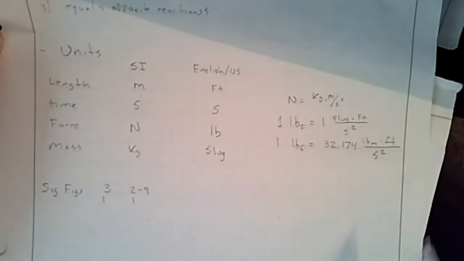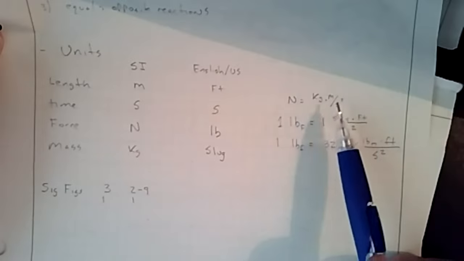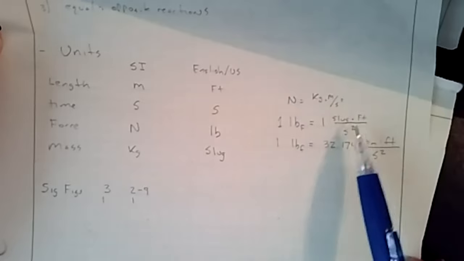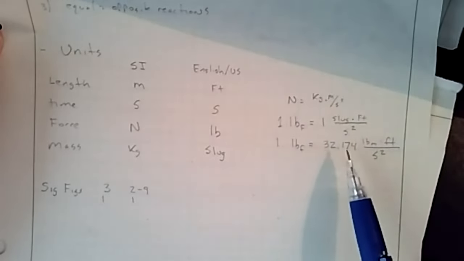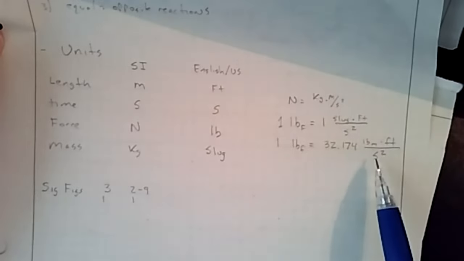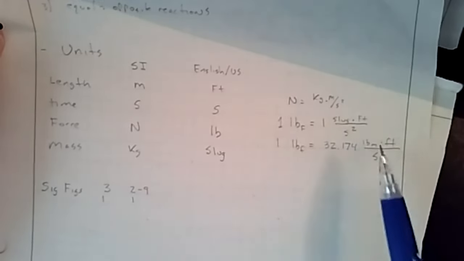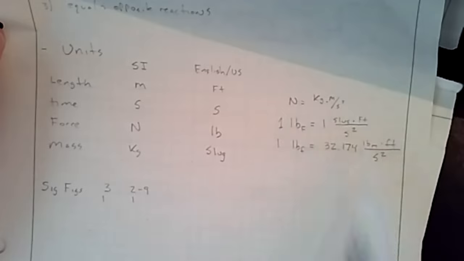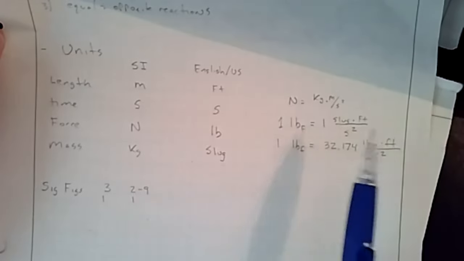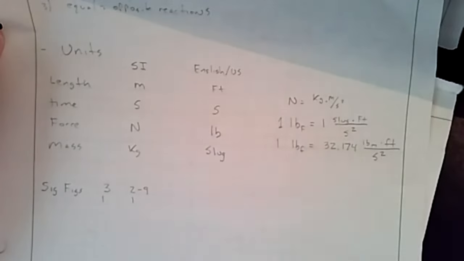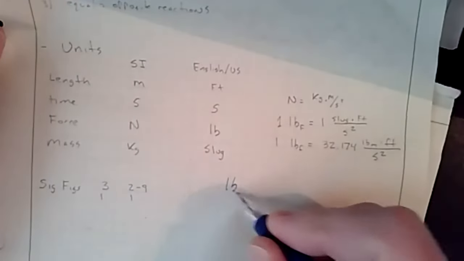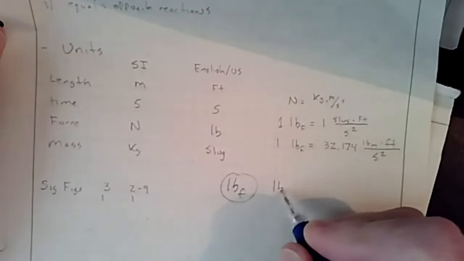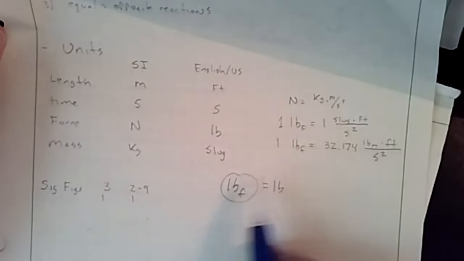You may remember these definitions. We know a Newton is a kilogram meter per second squared. A pound force is one slug foot per second squared, or 32.174 pound mass feet per second squared. If you've had 236, this should look quite familiar. Thornycroft beat this into your heads. But we won't be doing much with slugs. We'll assume for our class that anytime you see a pound, that equals a pound force. We're not going to deal with pound mass.